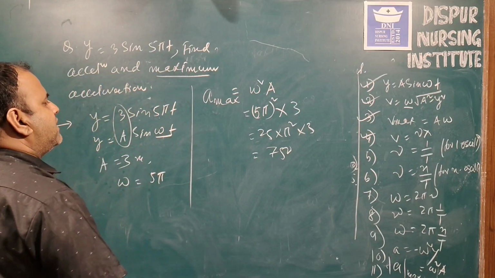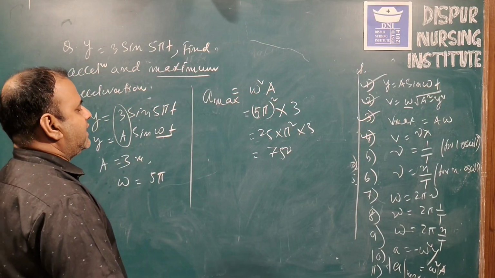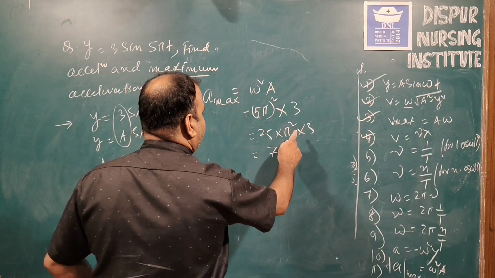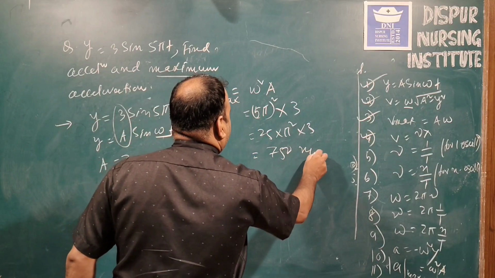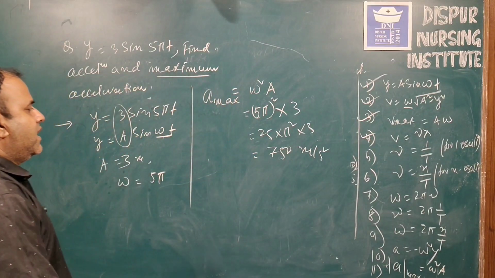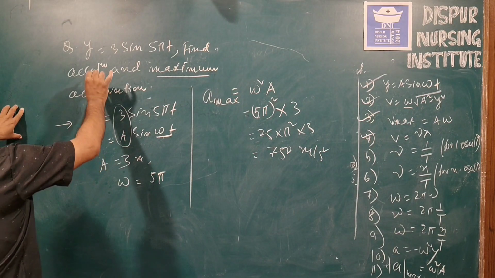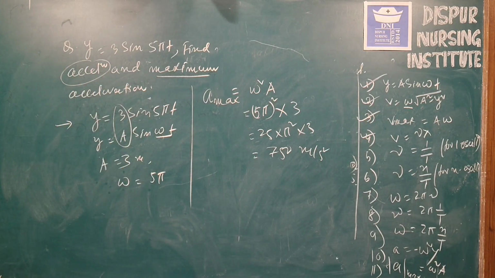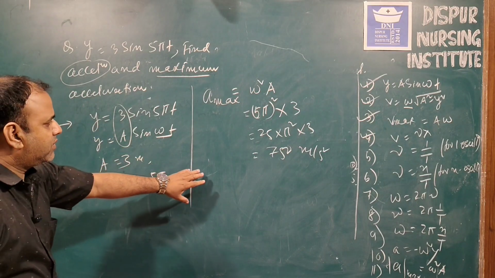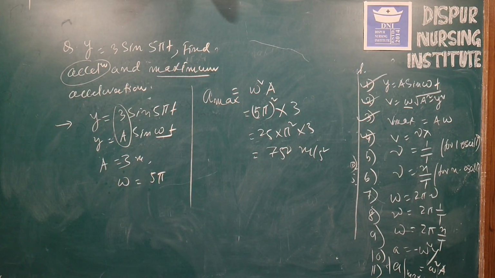So pi square means always 3.3, that means whole square, it will be 10. So 750 is the meter per second square. Now I have written here acceleration. You can see how we can calculate the value of acceleration. So this part I am going to discuss the next example.